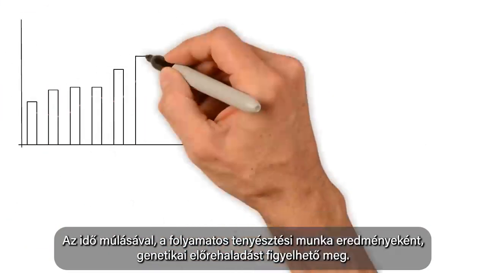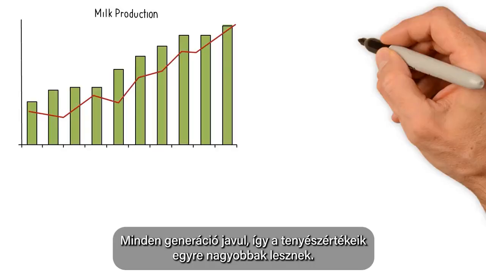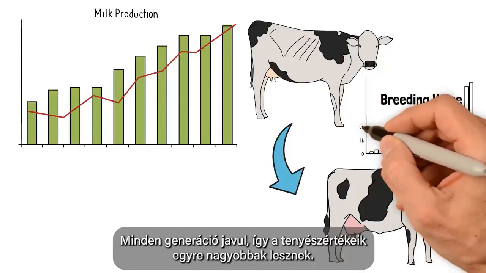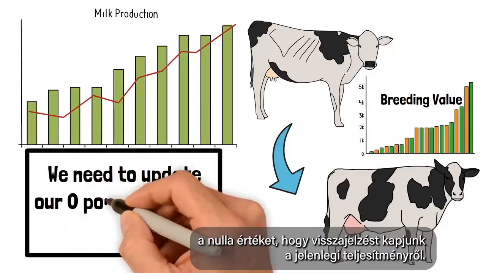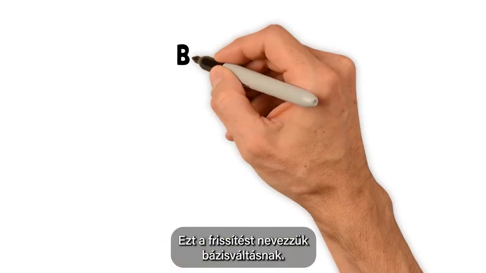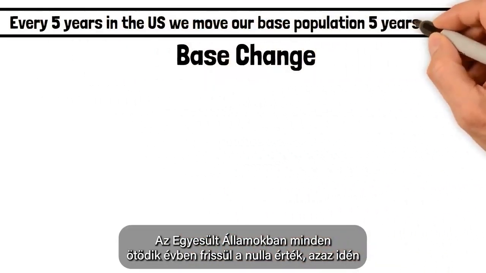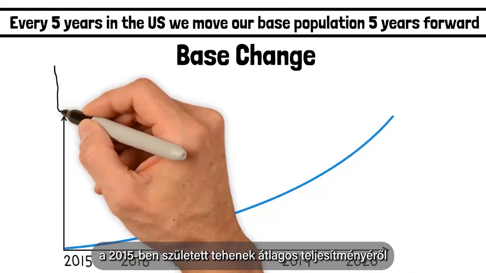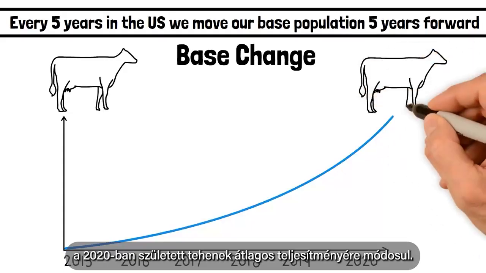Now, over time, as breeding continues, genetic progress happens. Each generation improves, so our breeding values keep getting higher and higher. But to ensure we're staying on track, we need to update our 0 point to reflect current performance. This update is called a base change. Every 5 years in the U.S., we update our 0 point from the average performance of cows born in 2015 to the average performance of cows born in 2020.